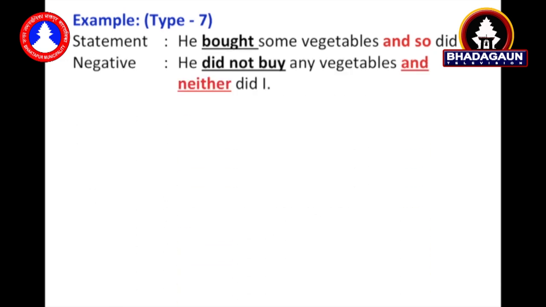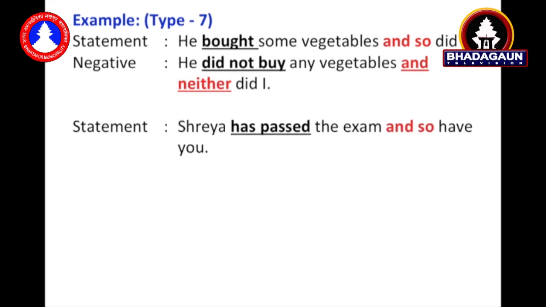And let's see its negative. He did not buy. Bought becomes buy here. He did not buy any vegetables, and neither did I. And now here the so is changed into neither. And let's take another example.